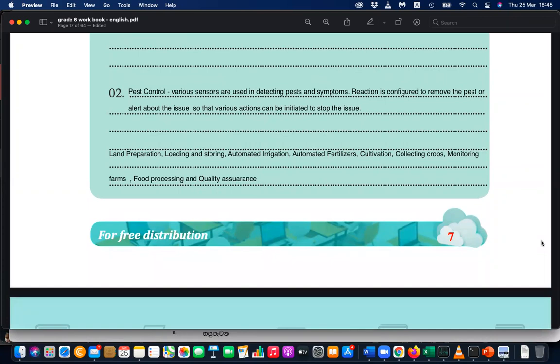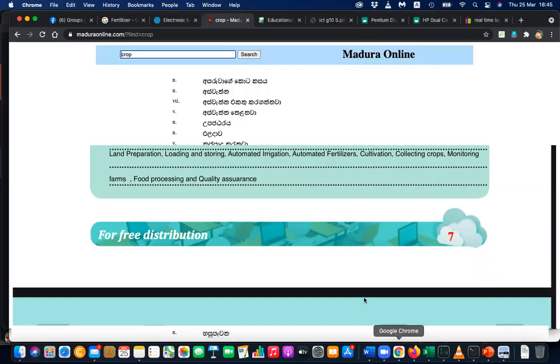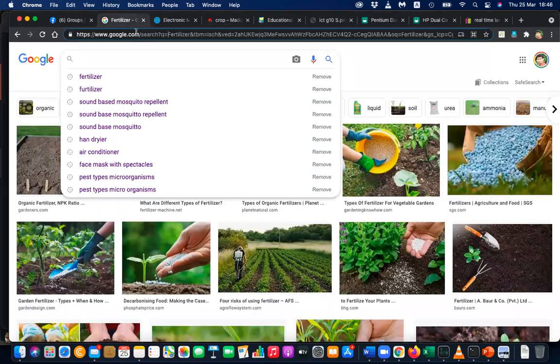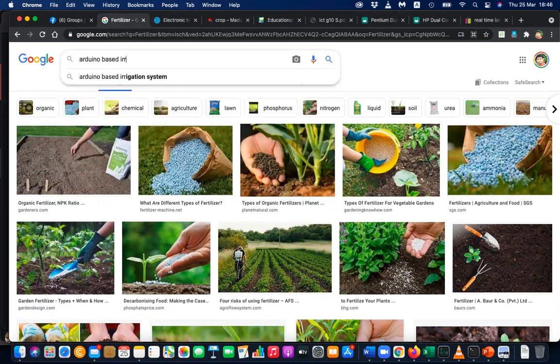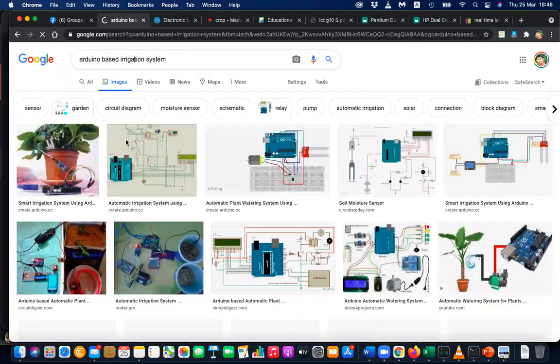Automated irrigation is more common. You can also create this. Actually some of my students have created this as their project last year. So this is a simple thing to do with Arduino. Okay, an Arduino based irrigation system. It's very simple.